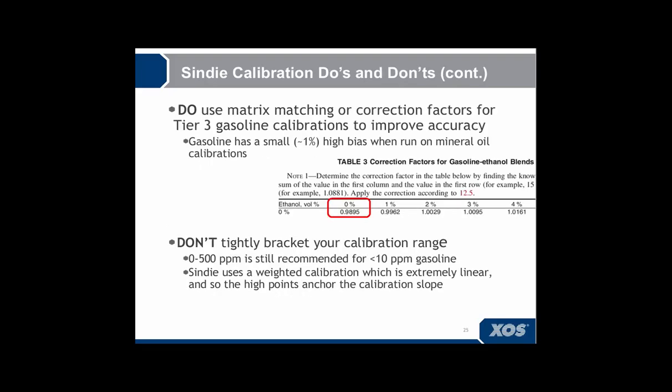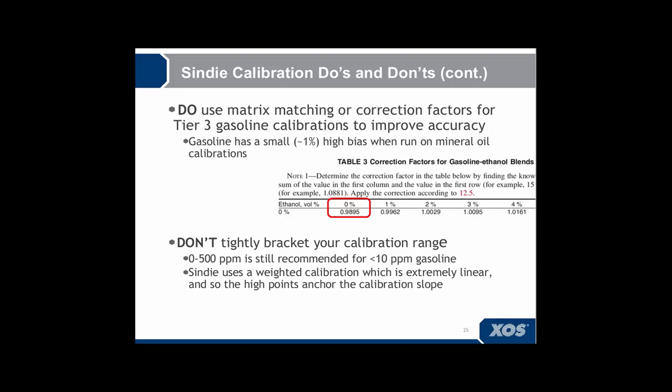Next, do use matrix matching or correction factors for the Tier 3 gasoline calibrations to improve your accuracy. As many of you may have found out when doing the performance-based measurement for the Tier 3 EPA testing, gasoline has a small, about a 1% high bias when it's run on mineral oil calibrations. So you'll want to correct for that to improve the accuracy.